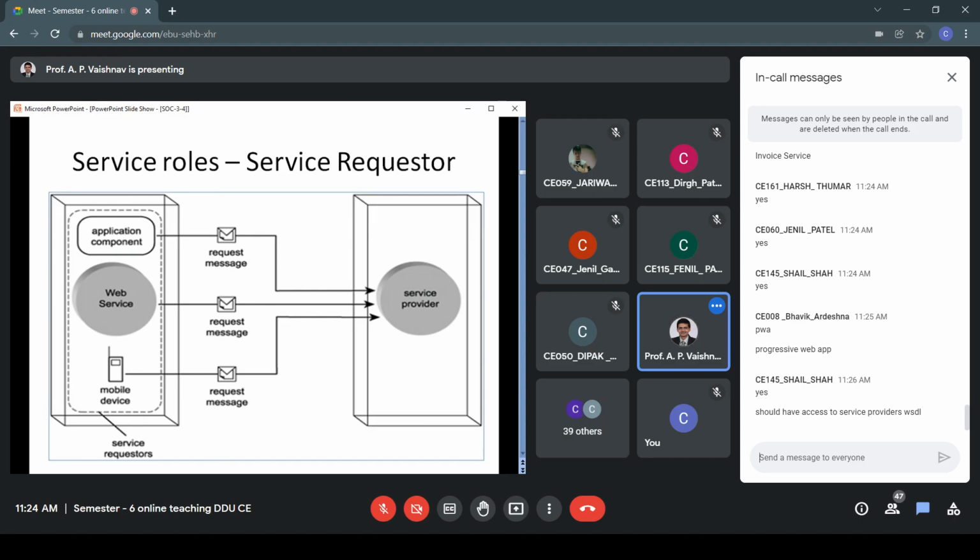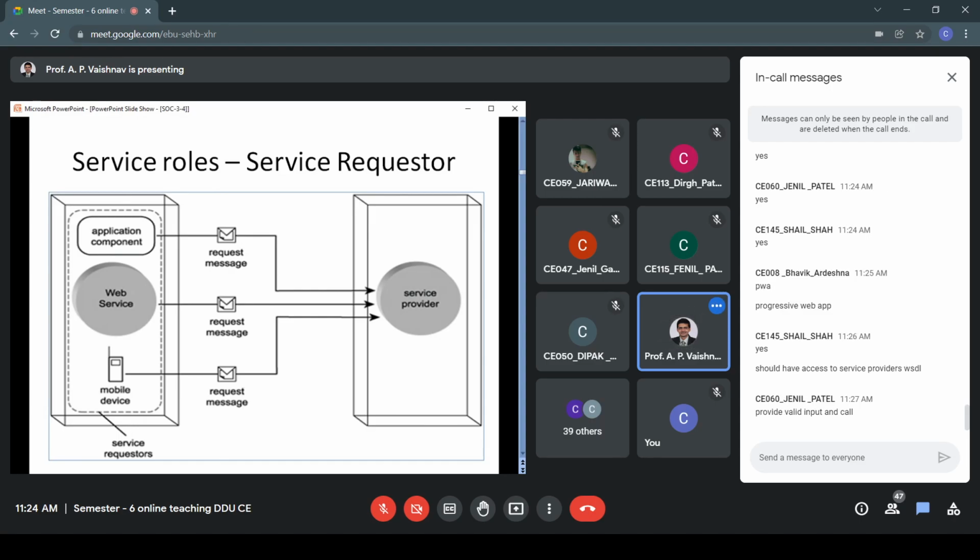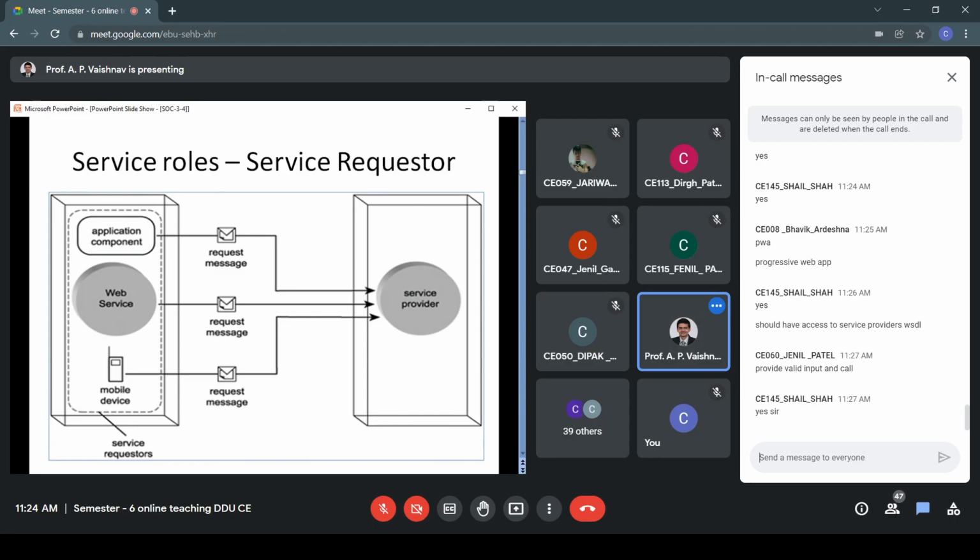Yes. Anyone has any idea? What is the second constraint that we have to fulfill? Provide valid input and call. Correct. In other words, we should be able to generate a request message, be it a SOAP message or a JSON format message, right? That's fine. But basically, we should be able to send a request message. Clear? Yes. So these two are the basic requirements to become a requester.